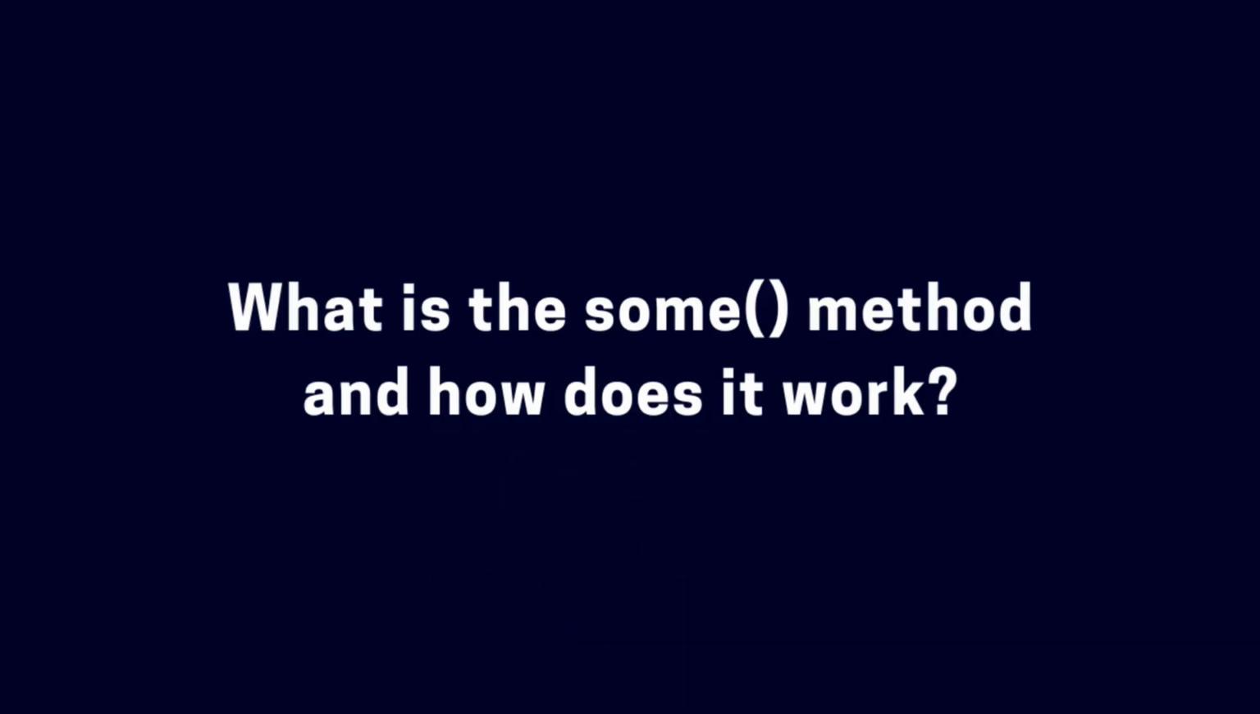The some method is a built-in method in the array data structure. It returns true if at least one of the elements in the array passes a particular condition, and false otherwise.